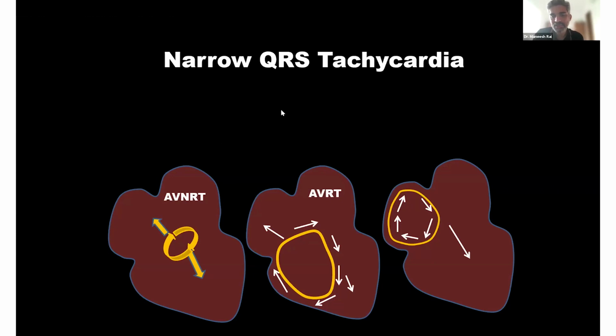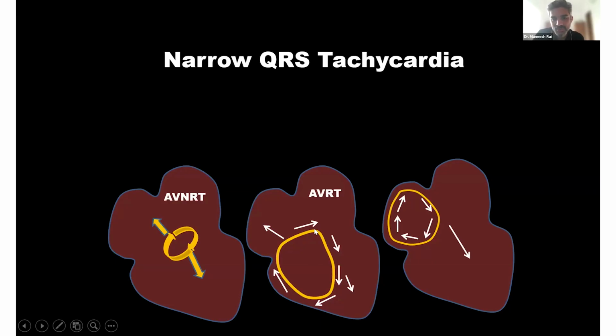The second possible circuit involves the AV node and a bypass tract, orthodromic AVRT. Because it involves the AV node and is a circuit, it appears as a regular tachycardia. It appears AV node dependent, so any AV node slowing drug is likely to terminate this tachycardia. And because you have one QRS with one P wave, they appear as 1:1 conduction.